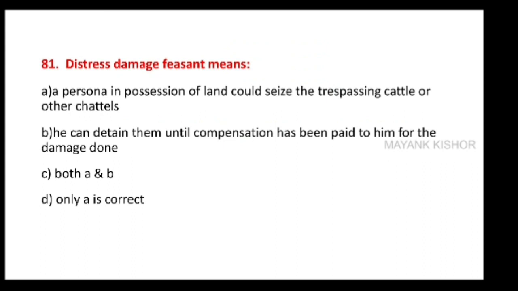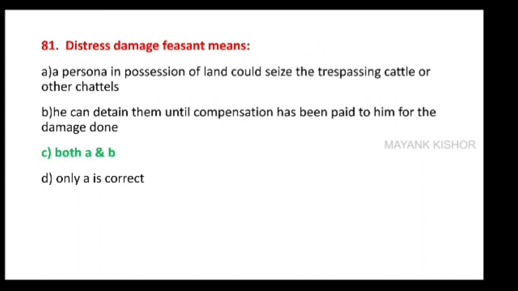Next question, question number 81. Distress damage feasant means option A, person in possession of land could seize the trespassing cattle or other chattels. Option B, he can detain them until compensation has been paid to him for the damages done. Option C, both A and B, and option D, only A is correct. And the correct answer is option C, both A and B.